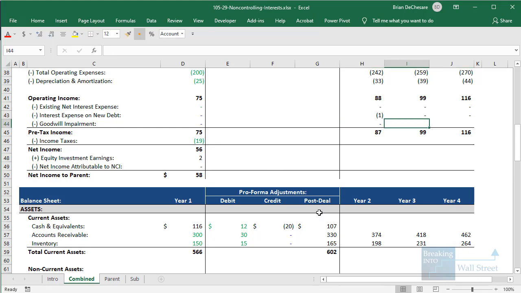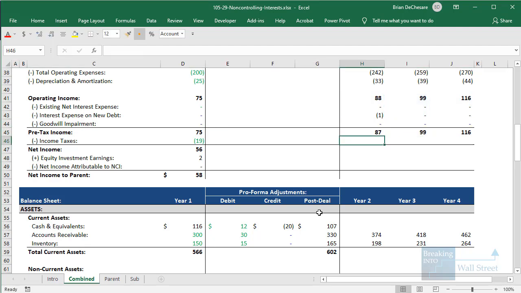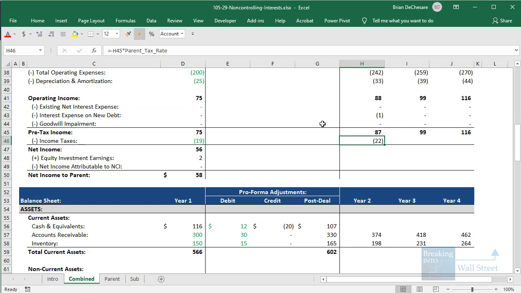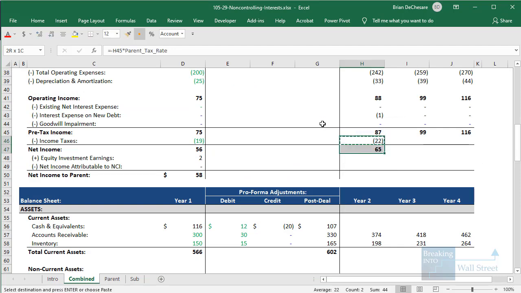The goodwill impairment, we'll just set to zero. This doesn't exist for either company, but we're including it just so goodwill can link to something later on. For income taxes, we'll take pre-tax income, and then we'll multiply by the parent's tax rate up here and put a negative sign in front of it. For net income, we can add up both of these and then copy these across.